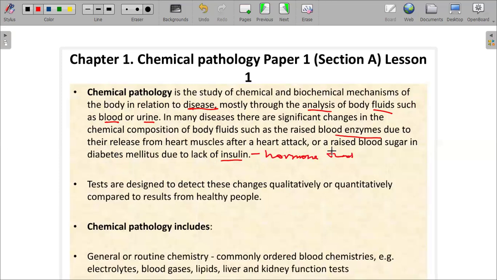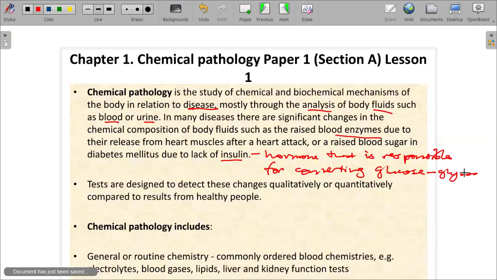a hormone that is responsible for converting glucose to glycogen. If you remember in our science subject, insulin helps to avoid the chances and problems of diabetes mellitus, which is called sugar in other terms. It is a condition caused by excess glucose in the body, as a result of either inadequate insulin or absence of insulin in the body, which results in high sugar levels, which they call diabetes mellitus.